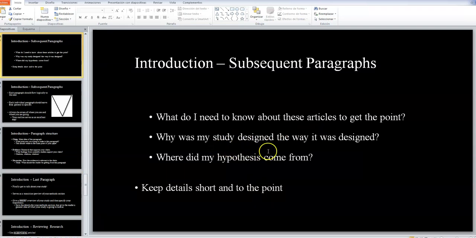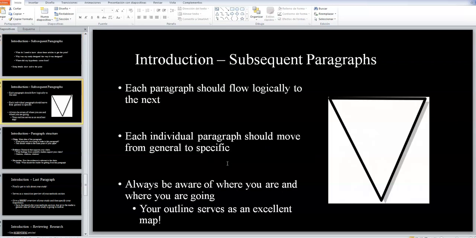How was my study designed? Where did my hypothesis come from? Keep the details short and to the point. And each paragraph should flow logically to the next paragraph. Always be aware of where you are and where you are going.